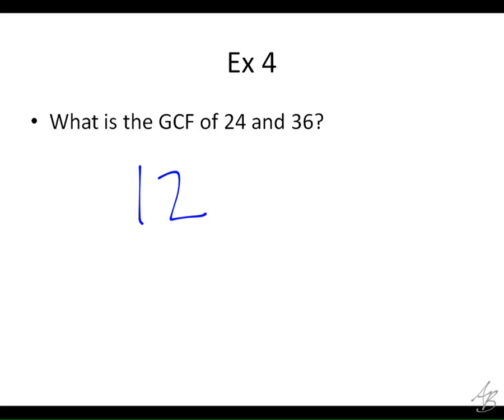The problem is that's kind of a lot of work, and there's a good chance that you might forget something if you're not real careful. All right, so that is one way to do it. If you just think about all the factors of 24 and 36 and just try to find the biggest one, you're going to get 12. What we're going to do is go through a little bit different way to do this.